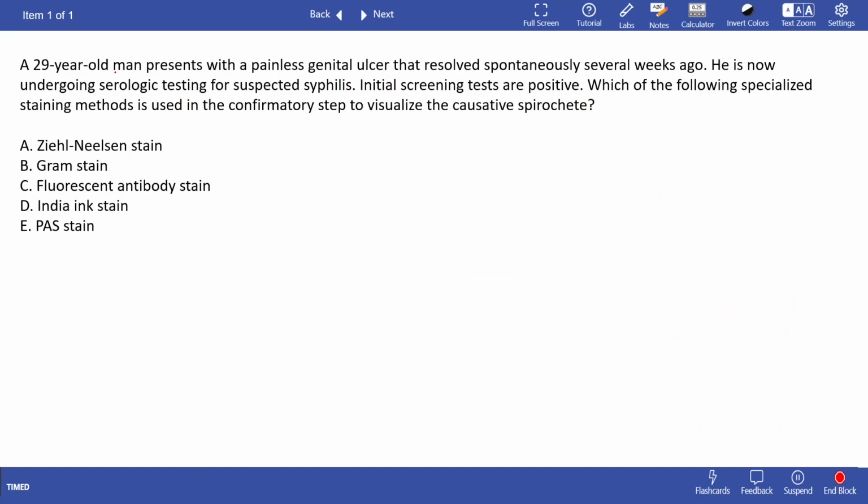So a 29-year-old man presents with painless genital ulcers that resolved spontaneously. He is now undergoing serologic testing for suspected syphilis. Initial screening tests are positive. Which of the following specialized staining methods is used in the confirmatory step to visualize the causative spirochete? So I'll give you a minute to solve this.